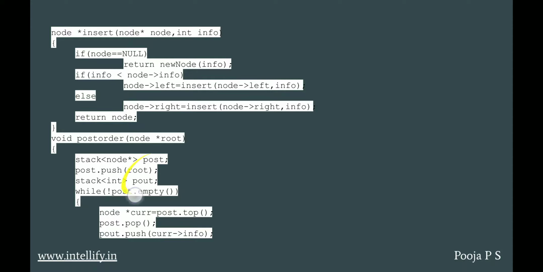Now coming to the post-order method. Here we are creating the stack, as I told, post, which is the first stack. We are pushing the root value to that and we are creating another stack, that is pout. While post is not empty, we are checking whether it's empty or not. If it is not, then we are creating another pointer here, cursor, and we are assigning that to post.top value, and we are calling the pop function here, and we are calling the push function here.